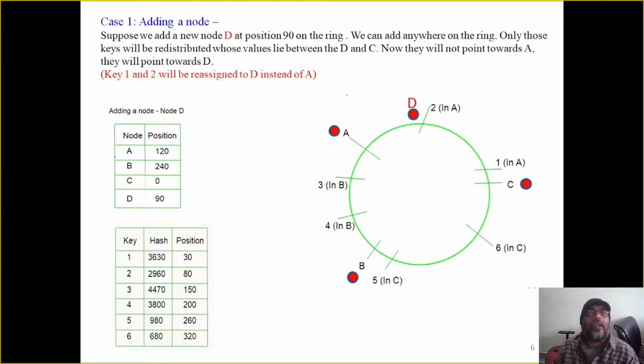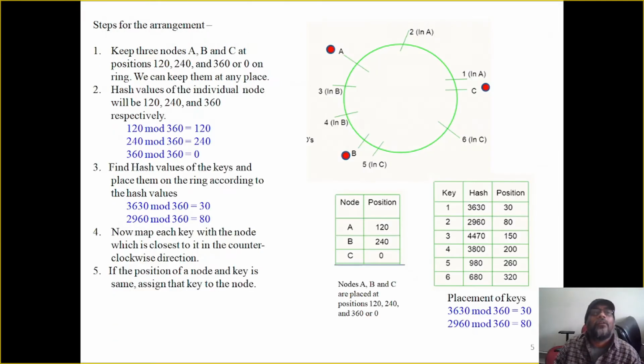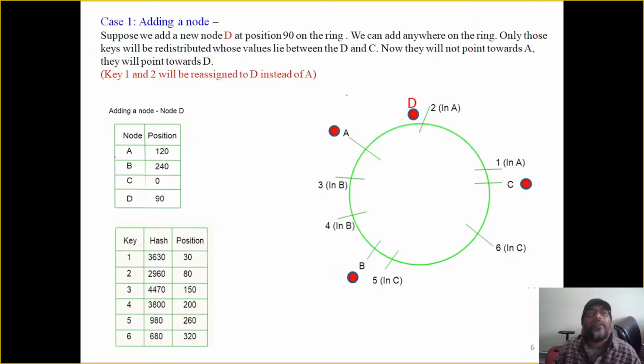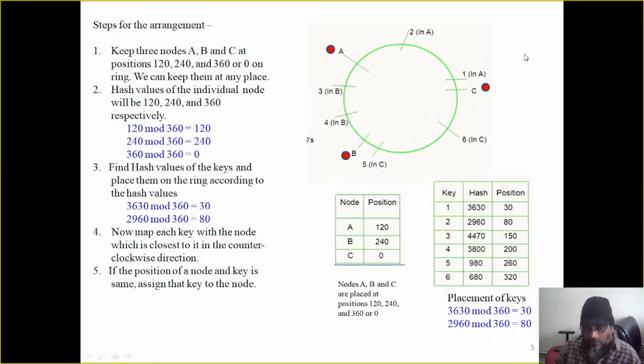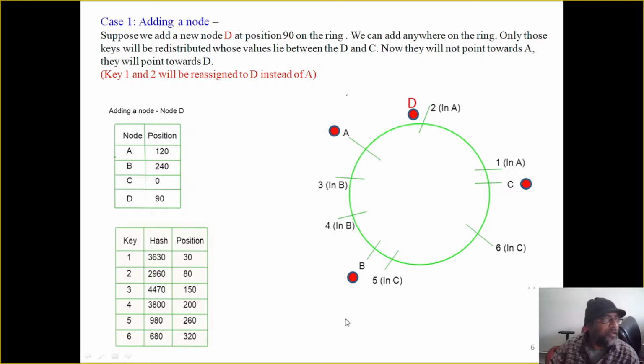Now we add a node in the cluster. You can also assume this is a cluster. So we add a new node in the cluster and we check whether the keys that were earlier assigned have been disturbed, and how they can be handled so that the reassignment is minimal. So case 1, add a node. Suppose we add a new node D.